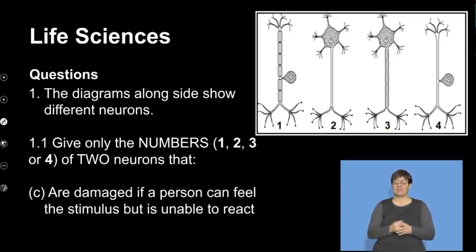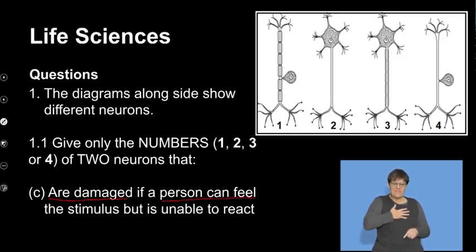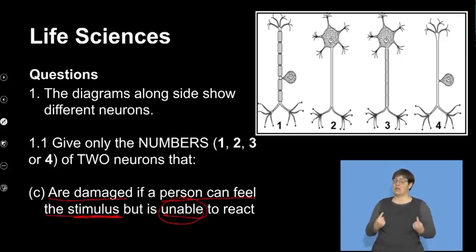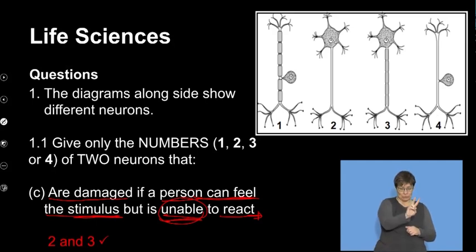The next one, still the same instruction. The ones that are damaged if a person can feel the stimulus but is unable. The key word there, unable. They can feel, but they are unable to do what? To react. Which one? You remember the functions? I believe you've got the right answer. Here's the right answer. That's number 2 and number 3.